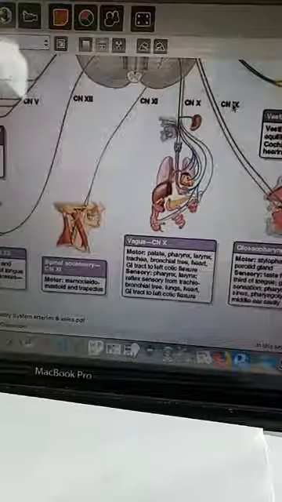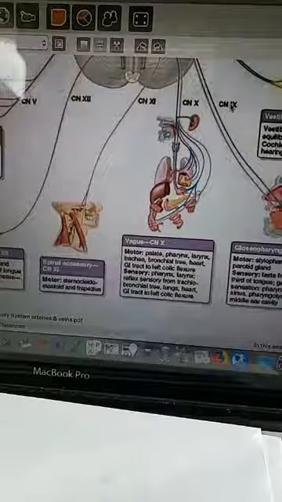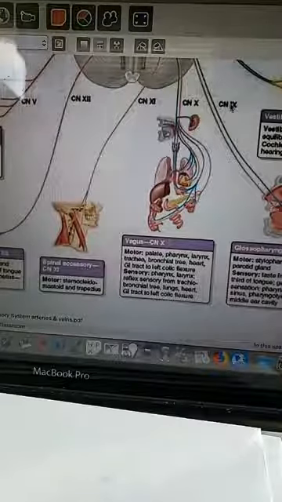Okay, and then cranial nerve number 11 here is going to be the spinal accessory nerve. So it certainly controls the muscles of the neck and back, and so your ability to move your head left or right, your ability to shrug your shoulders up or down. We're talking the accessory nerve, cranial nerve number 11.